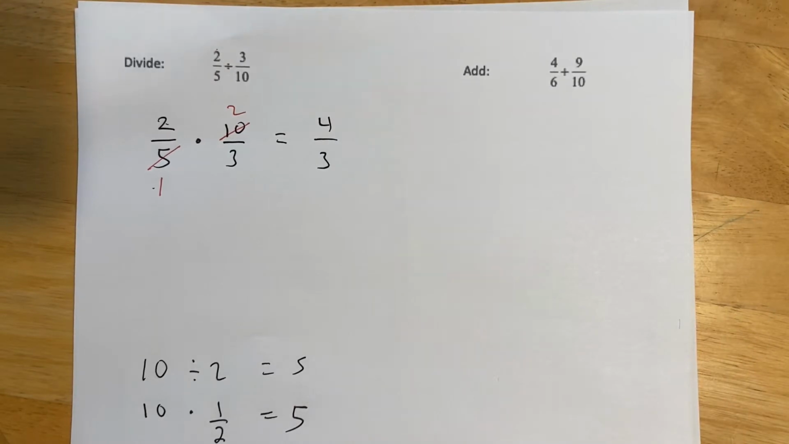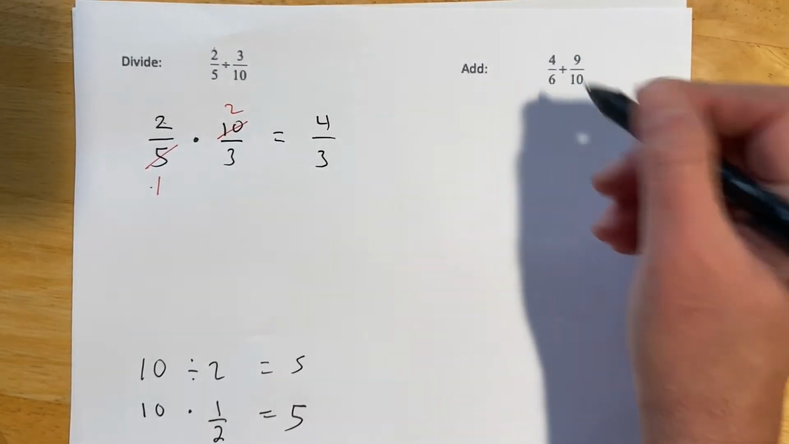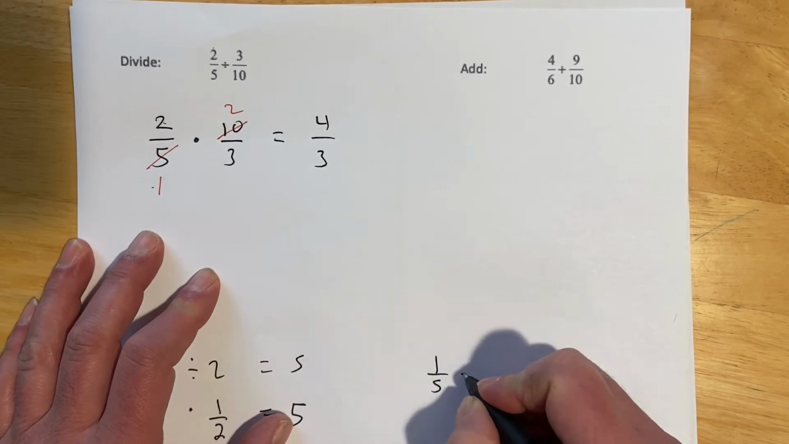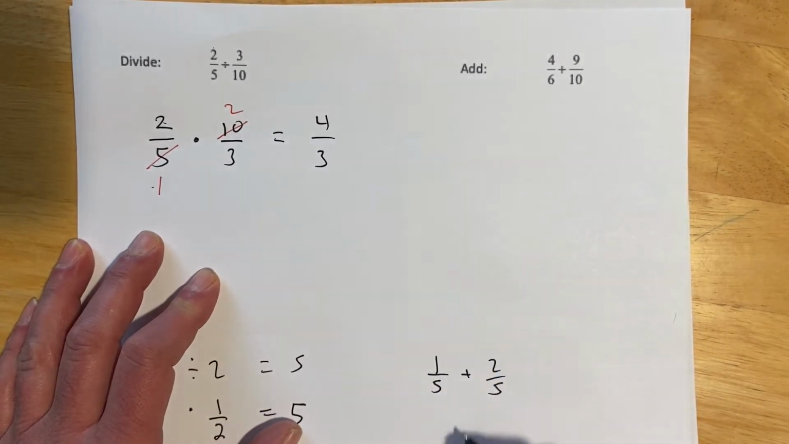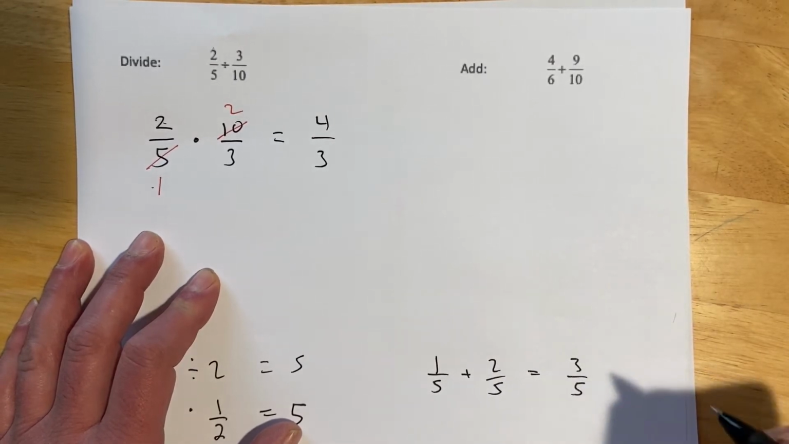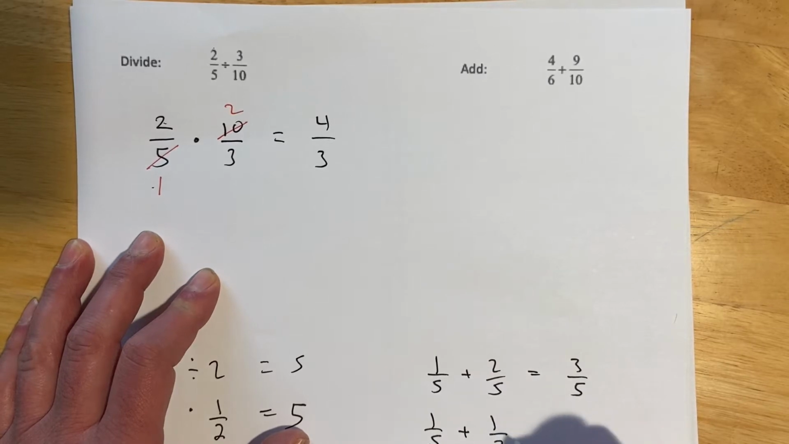Addition and subtraction are the ones that are a little bit harder. That's where we have to have a common denominator. And once we have that common denominator, then we're free to add the numerators. But it's the idea that if we had 1/5 plus 2/5, what we're saying is we have 1/5 of something plus 2/5 of something, and that gives us 3/5 of something, right?